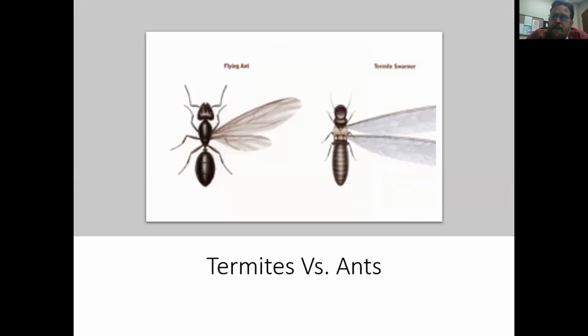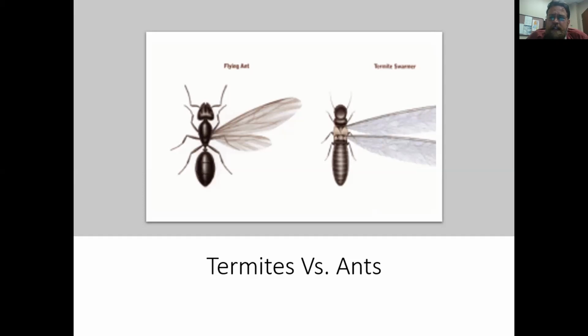Oftentimes, people have difficulty telling termites and ants apart, because they tend to be flying in the spring and things like that. Of course, we can go back and remember termites. That term Isoptera means their wings are going to be equal sizes, though oftentimes when we find them, the wings have fallen off, and so that's not particularly useful.